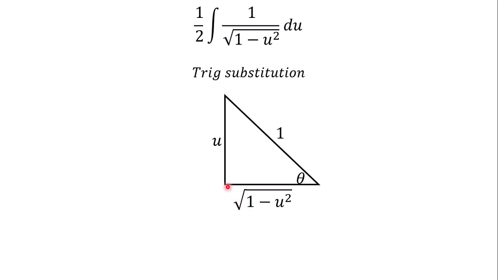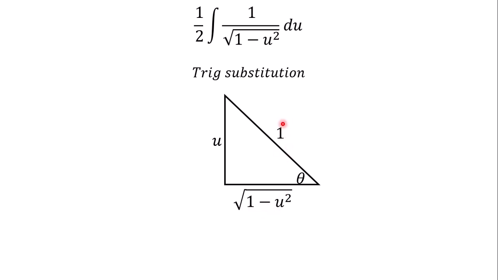Okay, so here you're going to pick sine. When you pick sine, it's going to be u over 1. So sine theta is equal to u over 1. And mind you, here we are having square root of 1 minus u squared. When we come here, cos theta is square root of 1 minus u squared over 1.